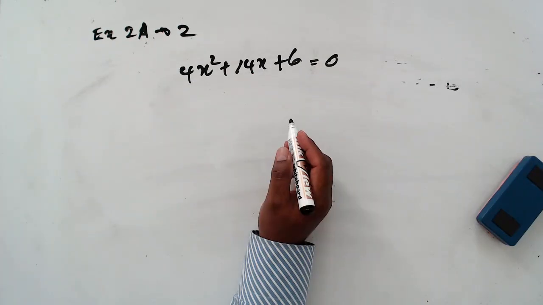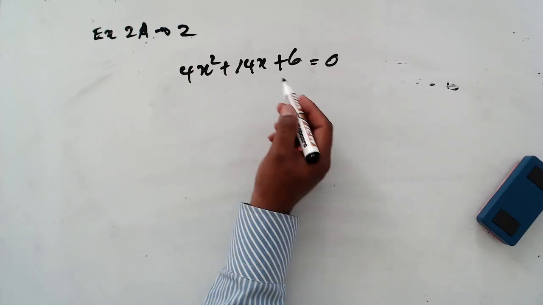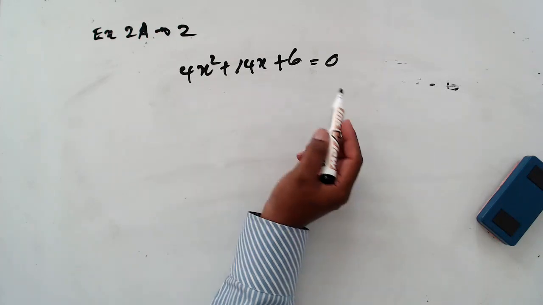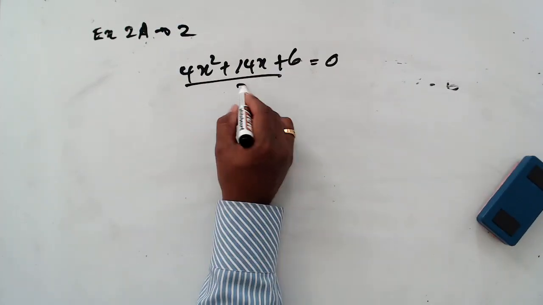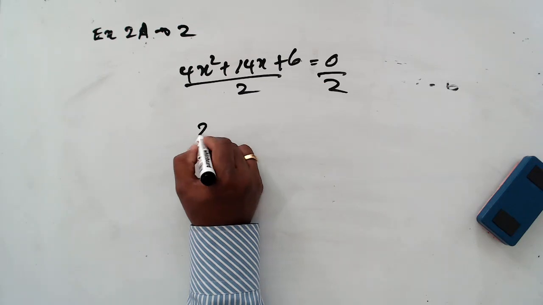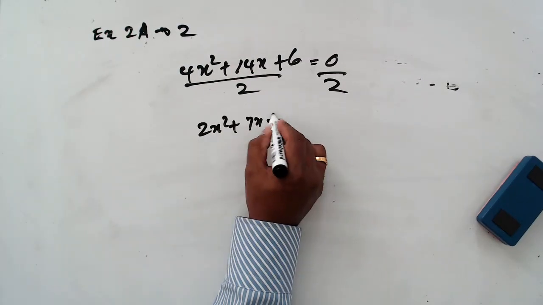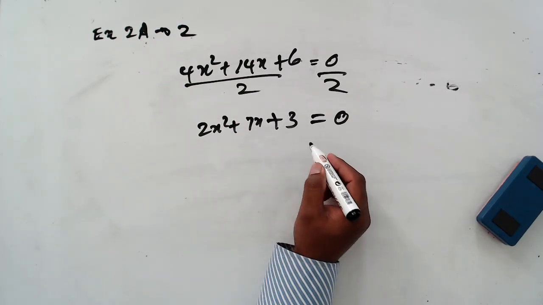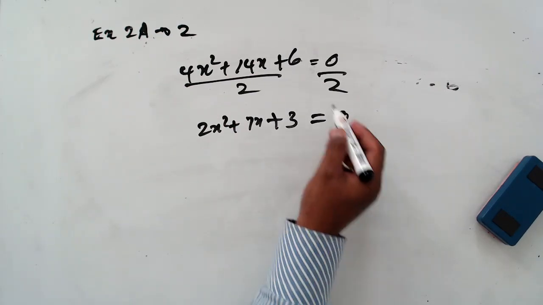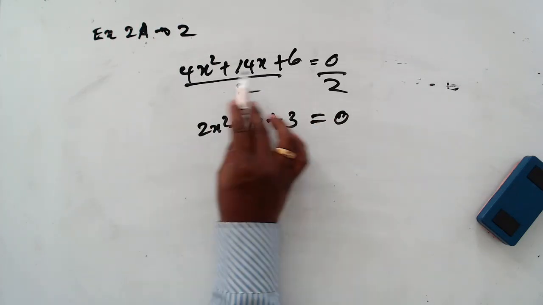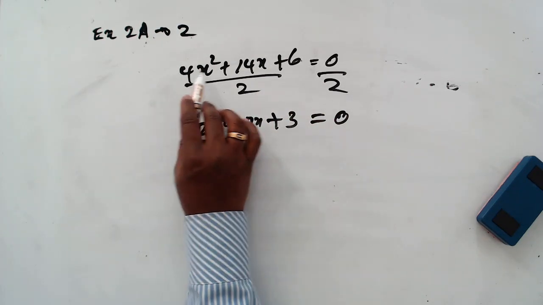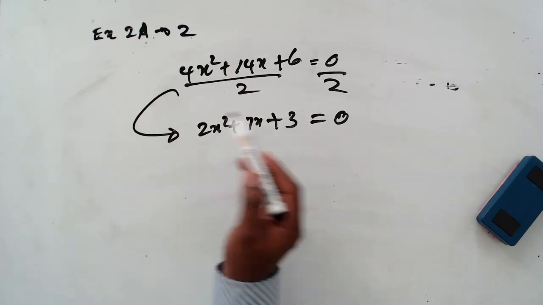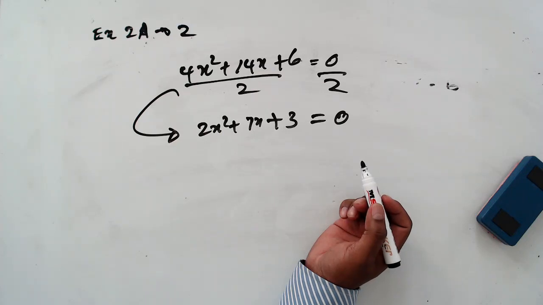If you see this kind of sum, you can see it is a multiple of 2 everything. So you can divide both sides by 2. So this is going to be 2x square plus 7x plus 3 equal 0, the one we discussed before. So what I want to show you is that you can simplify rather than working on this one. You can simplify and bring it to an easy, simple level.